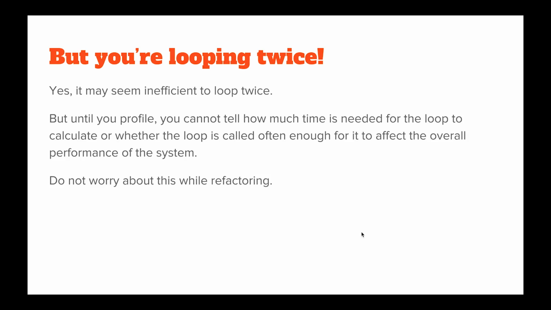Okay, but there's a question, but you're looping twice. Yes. So in our previous statement, we loop only one time and then we calculate our frequent rental point, but then we also calculate our rental charges. Yes, so it may seem inefficient, but until you profile, you cannot tell how much time is needed for the loop to calculate, whether the loop is called often enough for it to affect the overall performance of the system. We do not worry about this while refactoring because we need to make our code easy to read, easy to modify. If there's inefficiencies later, it'll be easier for us to fix them if you have your code nicely refactored.